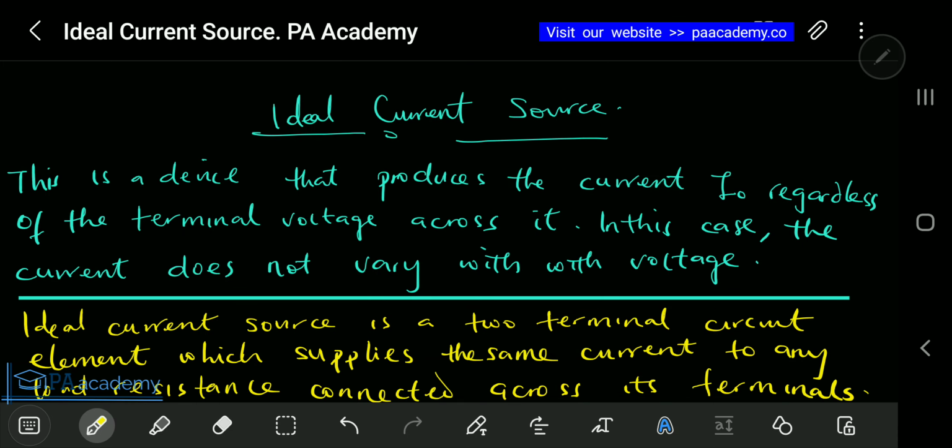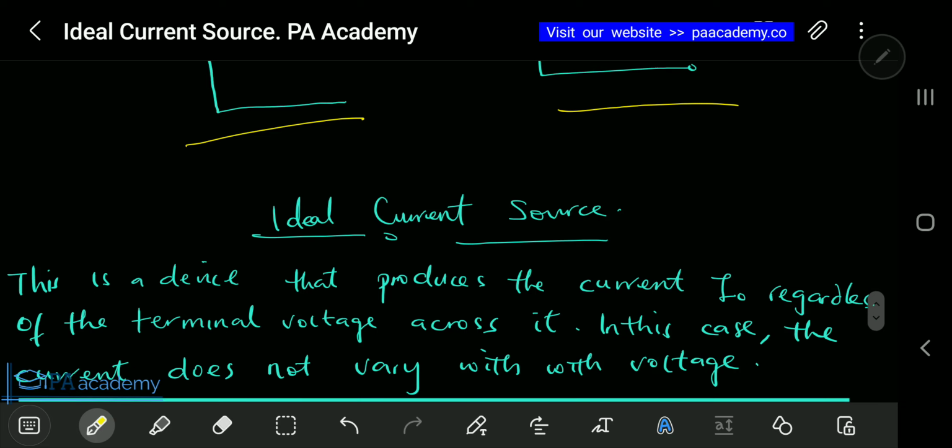There are two definitions that we are going to be using to define the concept. Now let's look at the first one. It says this is a device that produces a current, let's call the current I naught, regardless of the terminal voltage across it. In this case, the current does not vary with the voltage. Exactly. So if there's a voltage across the particular current source, the value of the ampere of that particular current source will still remain the same.